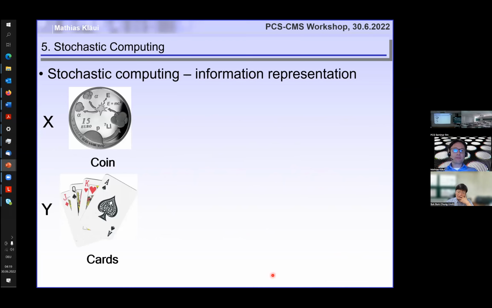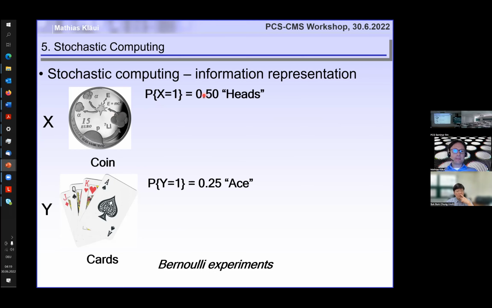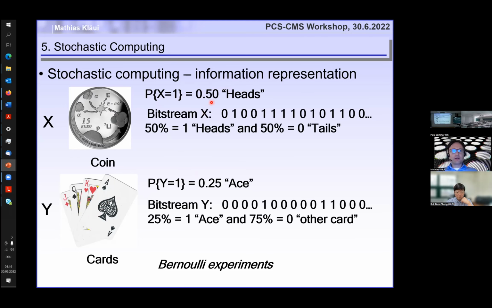So firstly, how do we represent information in stochastic computing? Now, if you have a coin and you flip a coin, then it's 50% heads and 50% tails. And this is the probability of heads is 50%. Now, if you have 4 cards, then the probability of drawing an ace is 25%. And this information of 50% or 0.5 is actually encoded in a bit stream, which comprises the same number of zeros and the same number of ones. So 50% zeros, 50% ones. Now, the information of 0.25, 25%, is encoded in a bit stream that comprises 25% ones and 75% zeros.